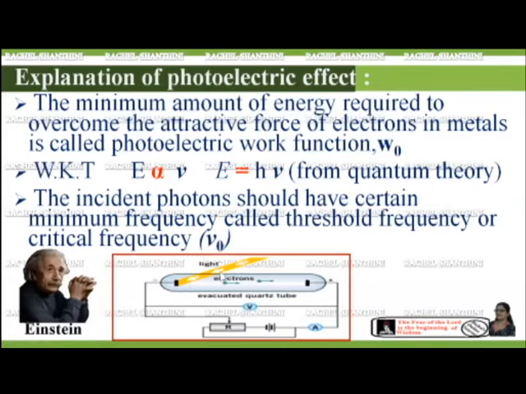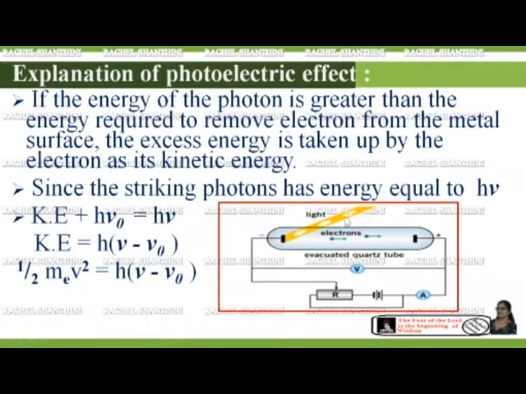When these photons of sufficient energy strike the surface of the metal, that is the electrons in the atoms of the metal, the energy is instantaneously transferred to the electrons, and the electrons are ejected without any time delay. If the energy of the photon is greater than the energy required to move the electron from the metal surface, the excess energy is taken up by the electron as its kinetic energy.